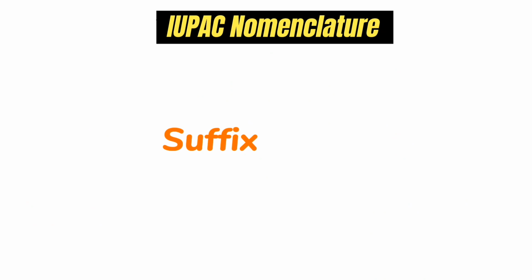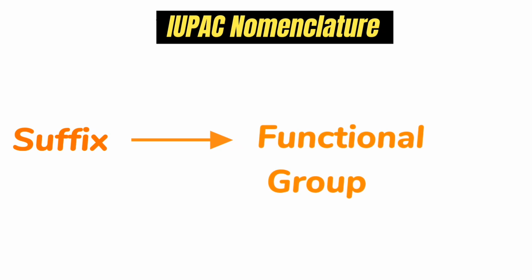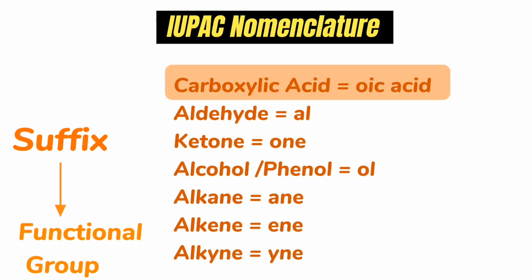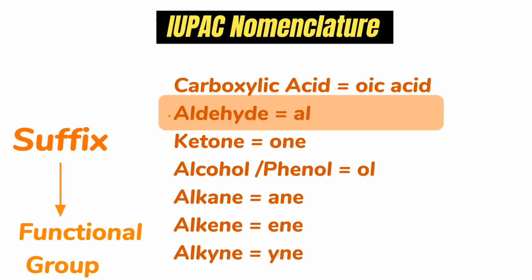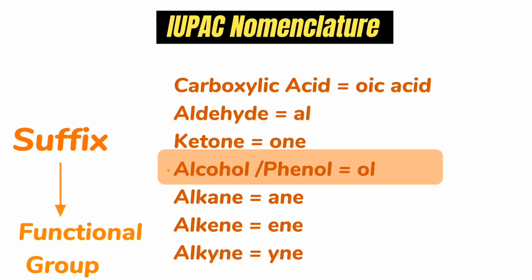Thirdly, understand suffix. It comes after the root word and describes the functional group present in the organic compound. For example, if the functional group is carboxylic acid, the suffix is oic acid. If the functional group is aldehyde, the suffix is al. If ketones, the suffix is one. For alcohols and phenols, the suffix is ol.